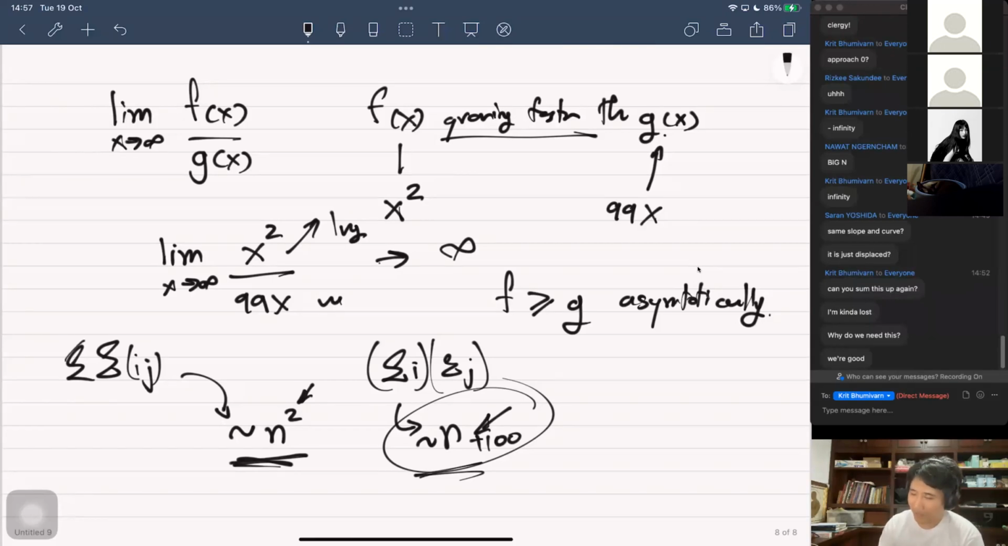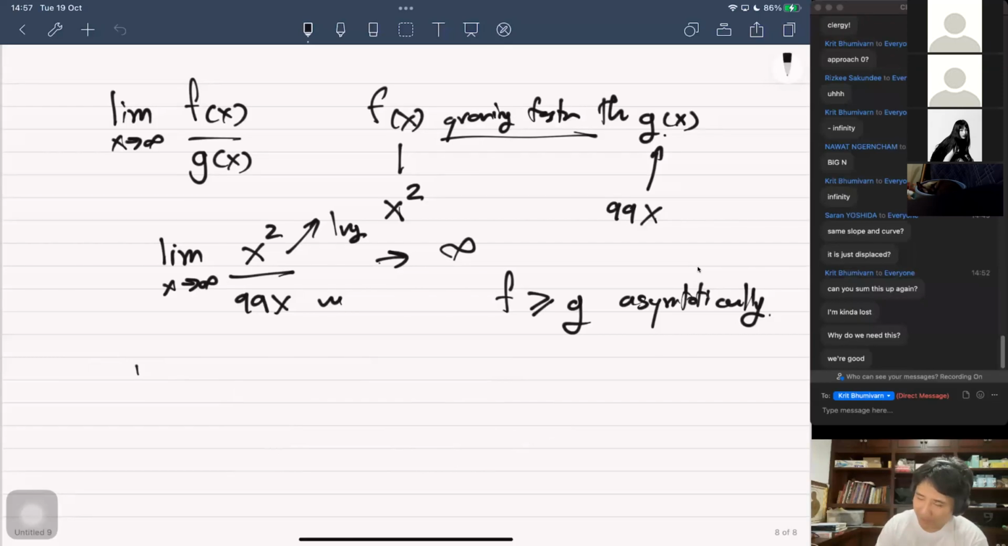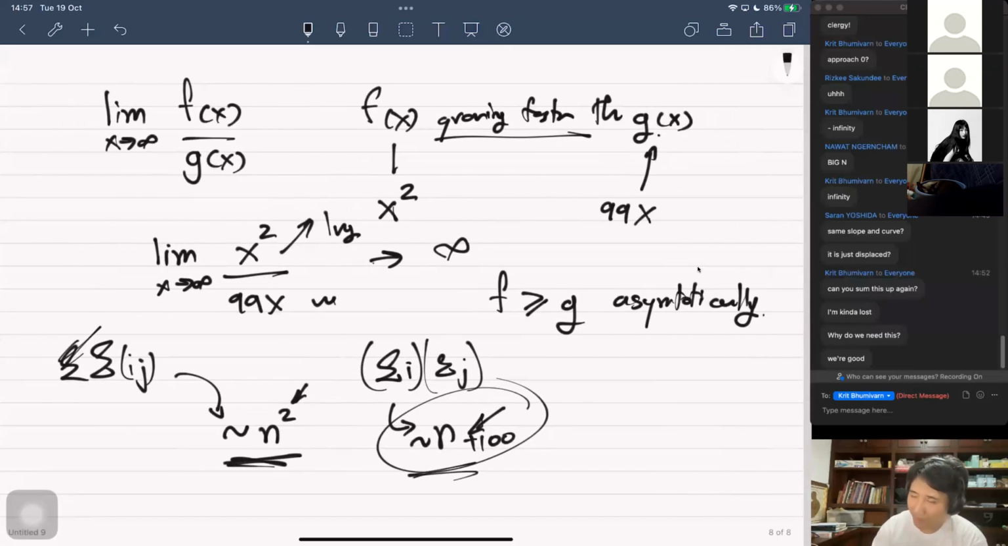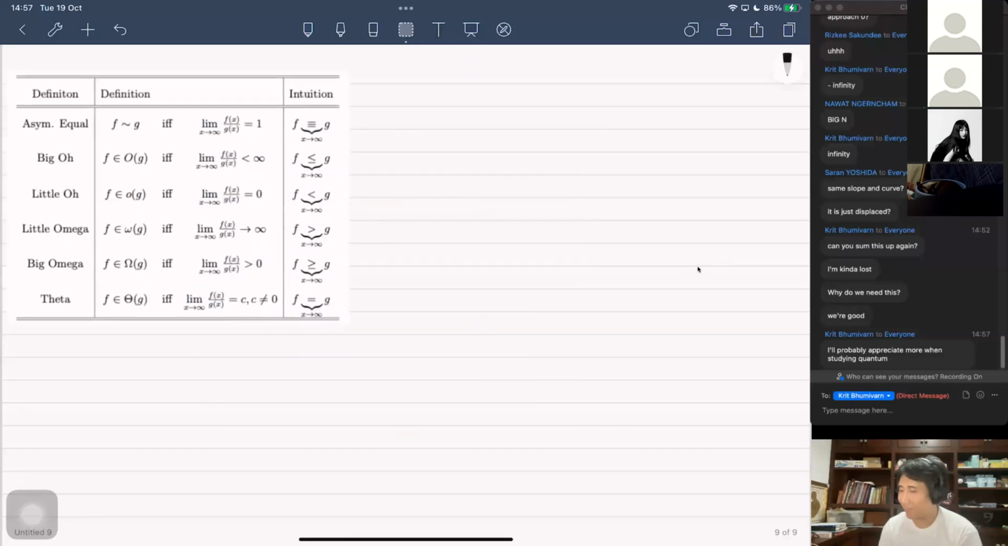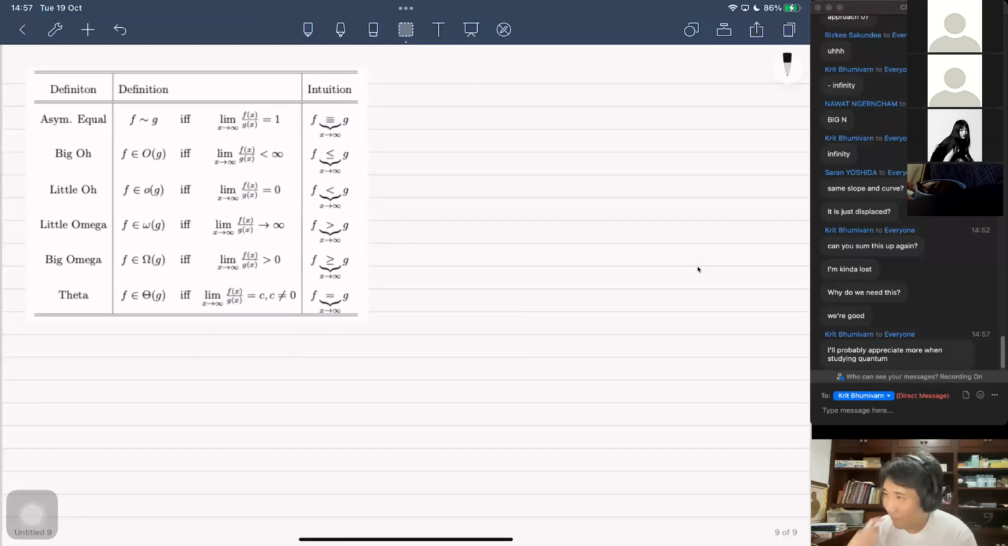Okay, so let me get rid of this, and let's get back to the table. Oh, I should not erase it. Yeah, let's get back to the table. Let me teach you something really quick. This is going to be a free problem in the exam. So think about this: if you have two functions, okay?